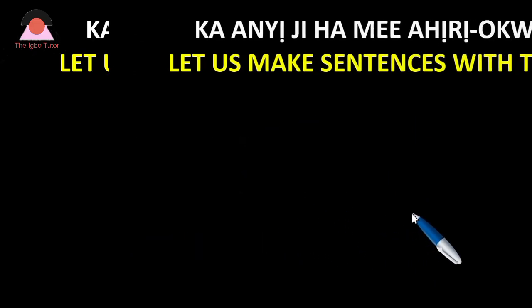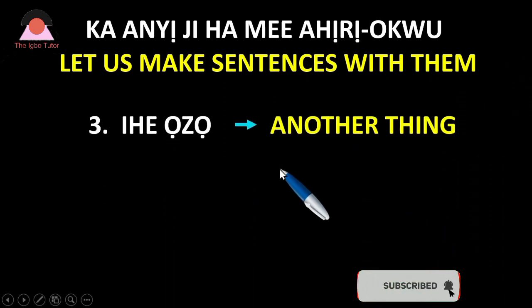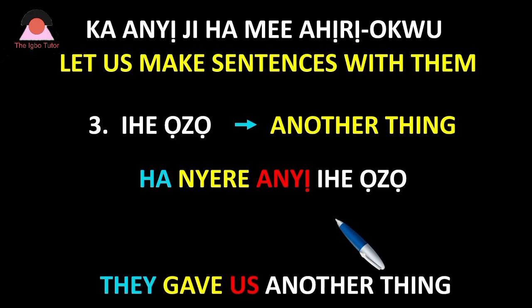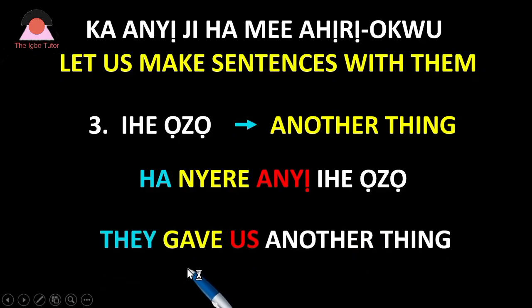Let's proceed to number 3. What we have here is ihe ọzọ, meaning another thing. Let's have our sentence now. Ha nyere anyị ihe ọzọ. What does this mean? They gave us another thing, not what we asked for. Ha nyere anyị ihe ọzọ. They gave us another thing.